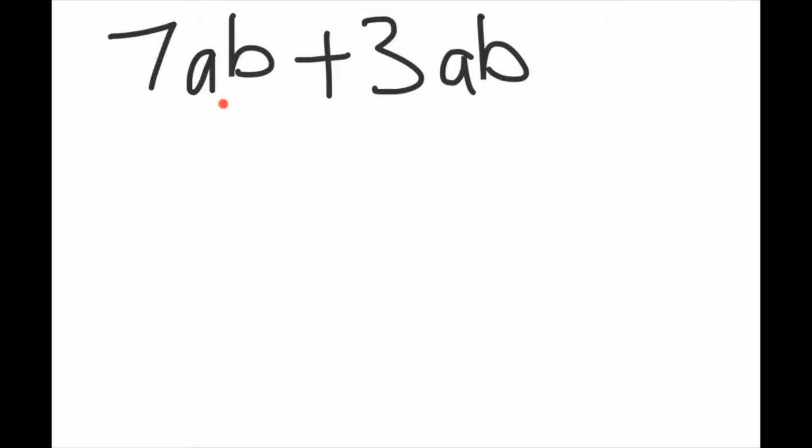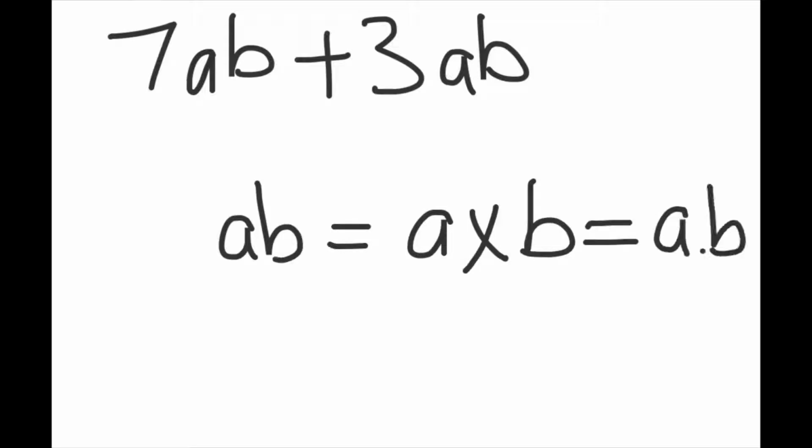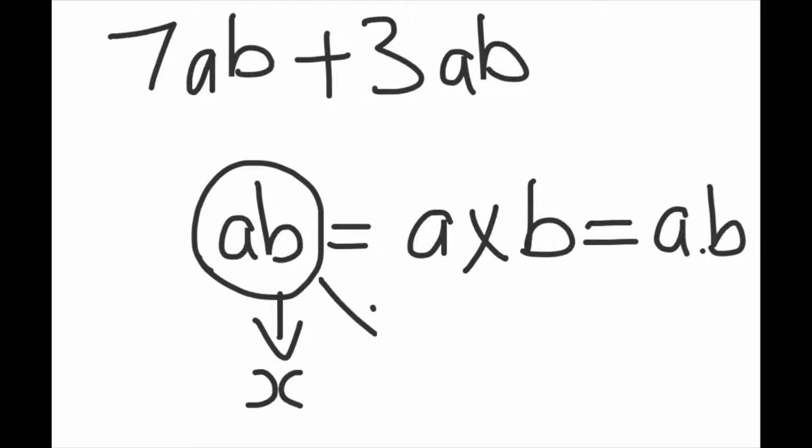So ab actually means a multiplied by b, or a times b. Doesn't matter how they put it or how they pronounce it. All of this is the same. So if this is the same, this is actually one variable. So treat this as if this was an x or if it was something different, but see it as one variable.